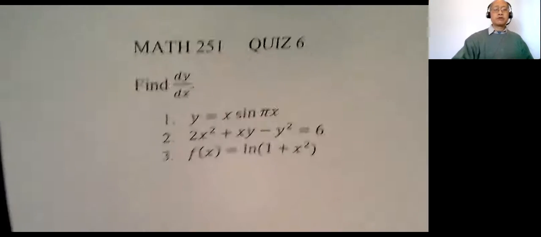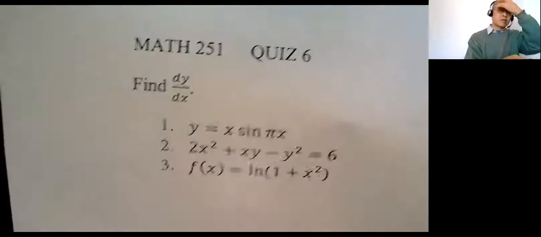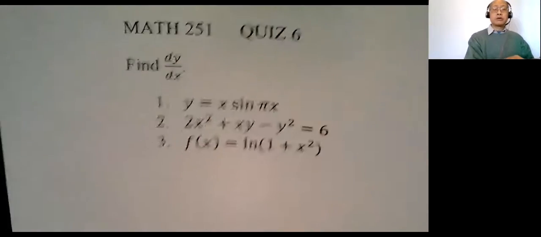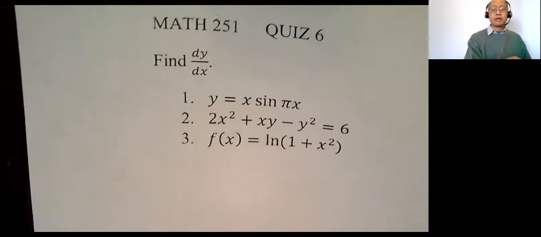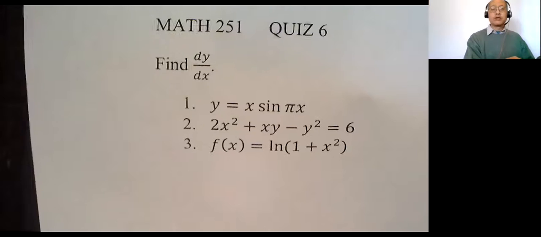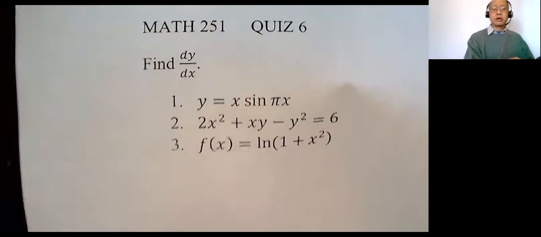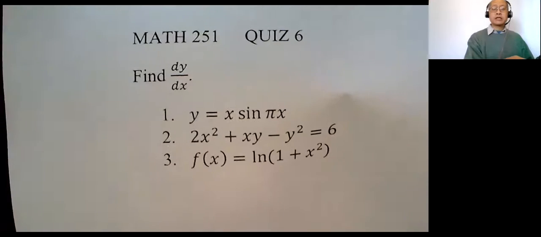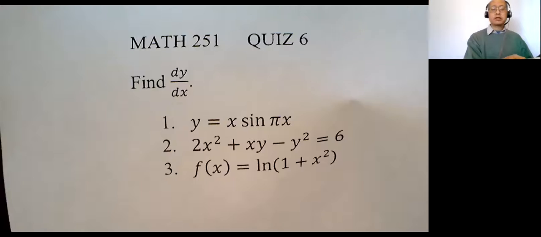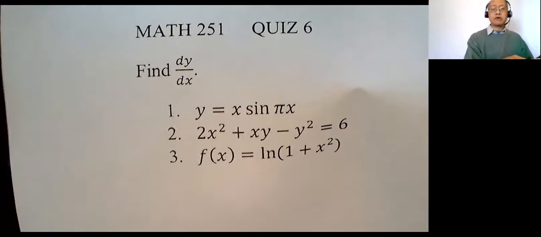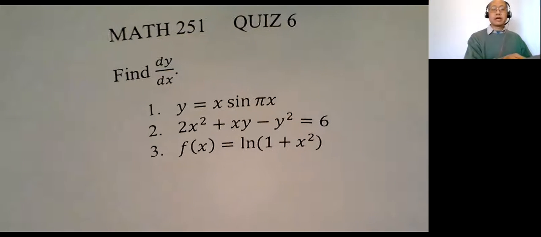Okay, so I'll hold it for maybe 15 more seconds. I'll put you in your breakout groups. Put your first and last name and first and last name of everybody on your team. Okay, as usual, I will grade only one person on the team. So the only way you can be sure of getting it correct is to make sure everybody gets it right. So once you finish, don't just stop. Make sure everybody else on your team has it right also. Okay, I'll read it again. Number 1, y equals x sine of pi x, product rule and chain rule. Number 2 looks like implicit differentiation, 2x squared plus xy minus y squared equals 6. And number 3, f of x equals natural log of 1 plus x squared.